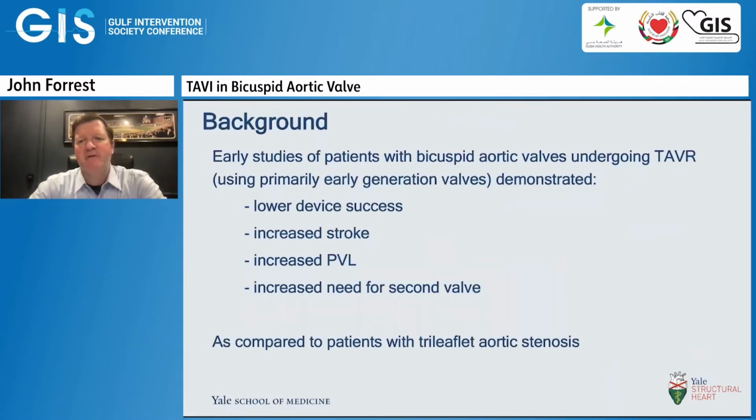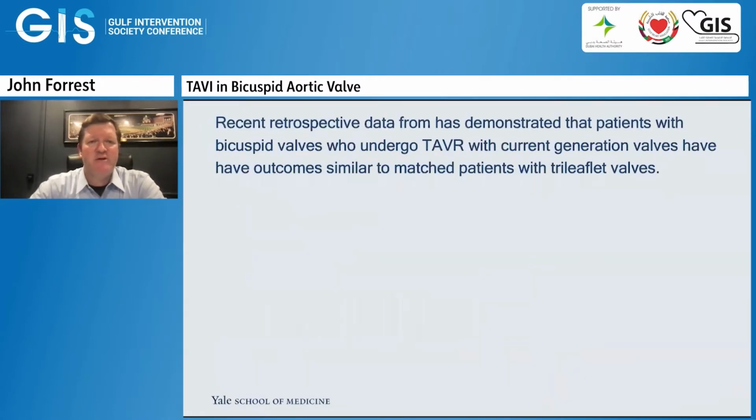And the fact of the matter is that early studies of patients with bicuspid aortic valves undergoing TAVR, using primarily early generation valves, demonstrated not very great results. Device success was lower, there was increased incidence of stroke, increased paravalvular leak, and increased need for a second valve, as compared to patients with trileaflet aortic stenosis undergoing transcatheter aortic valve replacement. But this was with early generation valves, and certainly a lot of the modifications that have been made to the current generation devices have addressed a lot of these issues.